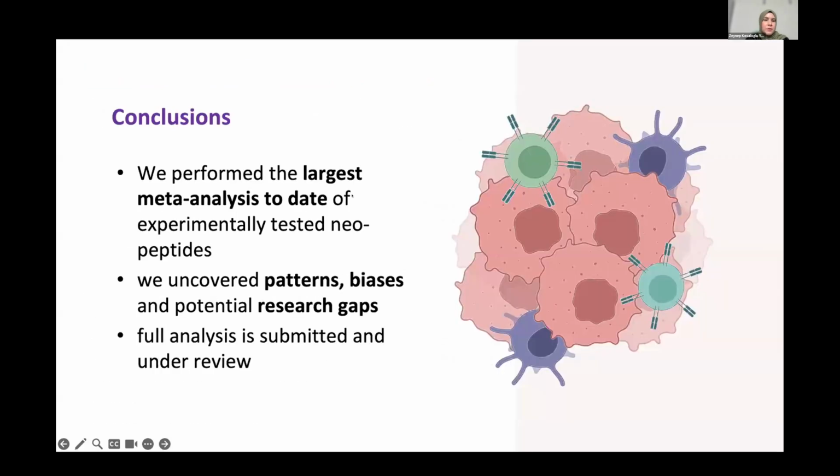So to conclude, we performed the largest meta-analysis to date of experimentally tested neopeptides and neoepitopes. We uncovered some patterns and some research gaps that can now inform the research community for hopefully follow-up investigations to have a more complete picture of these neoepitopes. I only showed a few of the results that we have, and the full paper is currently under review. So again, keep an eye out for that paper to review the full results.